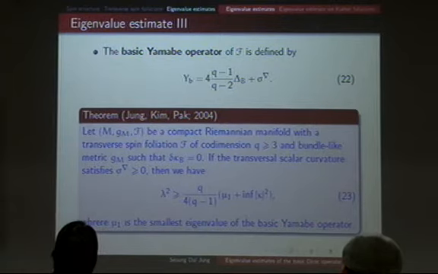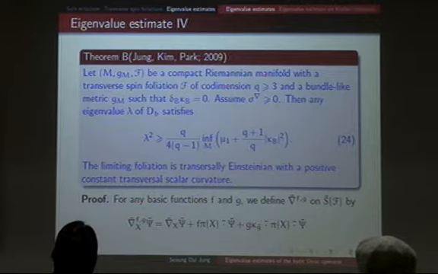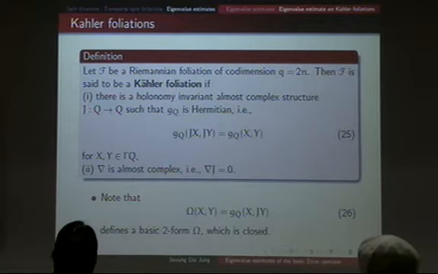This is the more general, extended case. And also, recently, I have improved the previous inequality like this one. I estimated it under the assumption that the normal bundle has a Kähler structure. For example, the Hopf fibration is a very nice example, and also the Sasakian manifold is an example of a Kähler foliation.